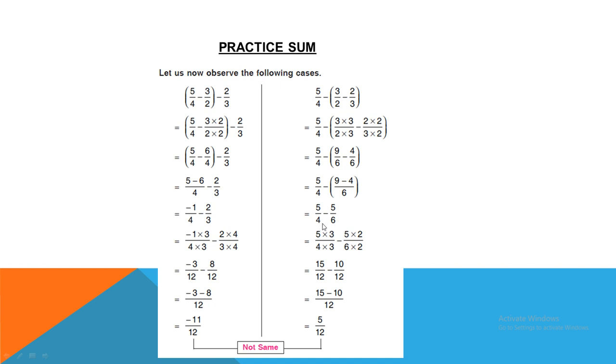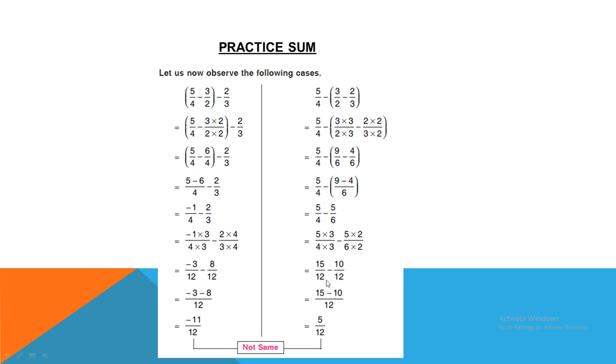So 5 by 4 minus 5 by 6. Again, the LCM of 4 and 6 will be 12. So we have to change this 4 into 12. We choose the number 3 to multiply, so multiply the numerator also with 3. Same way here we have 6, so we choose the number 2 and multiply the numerator also with 2. Okay. So we get 15 by 12 minus 10 by 12.